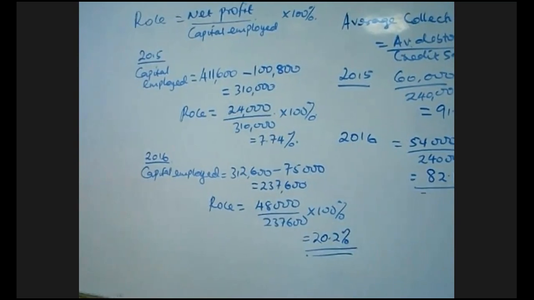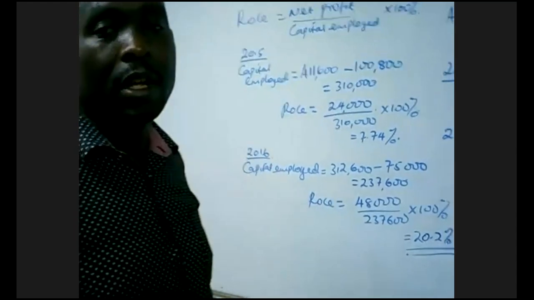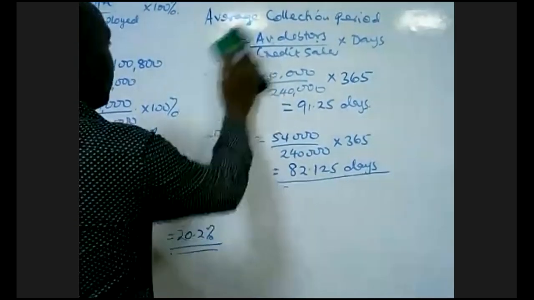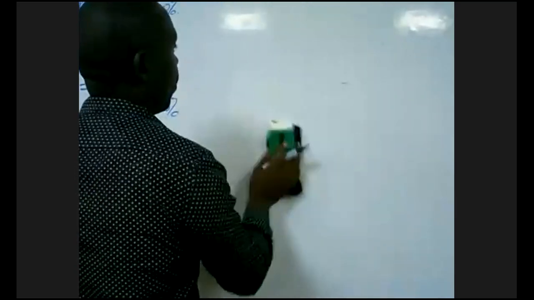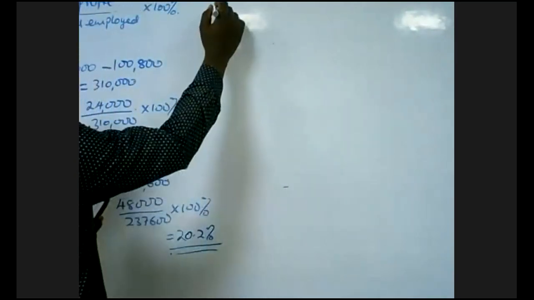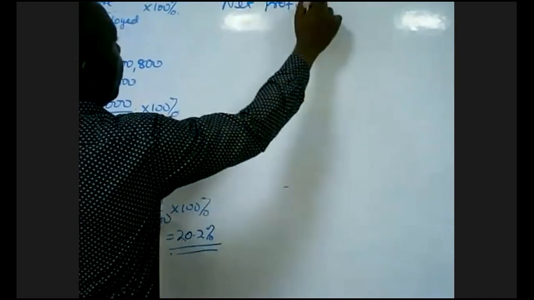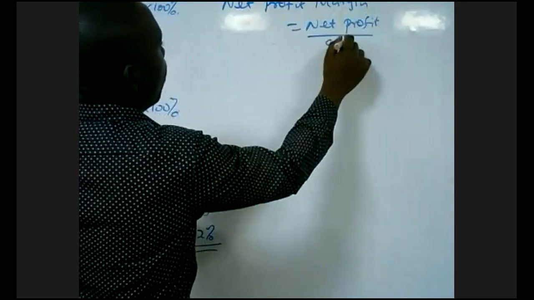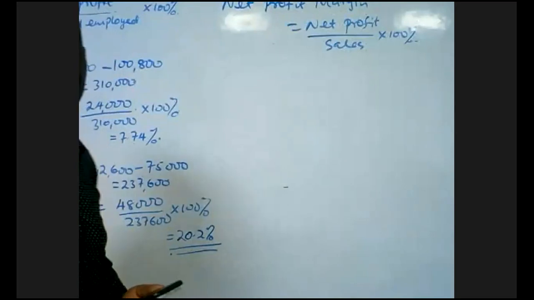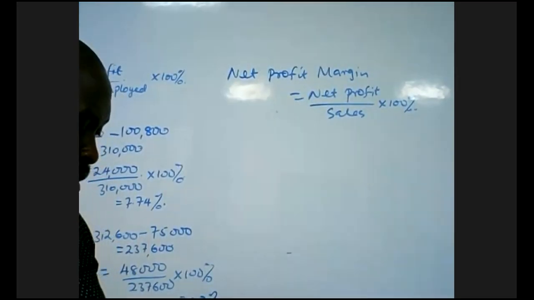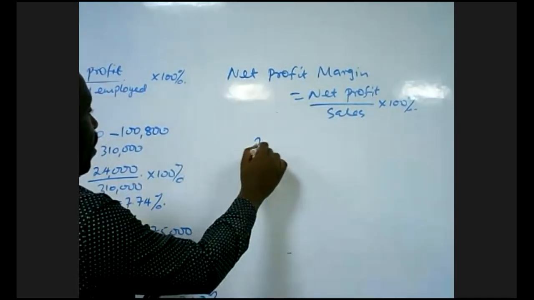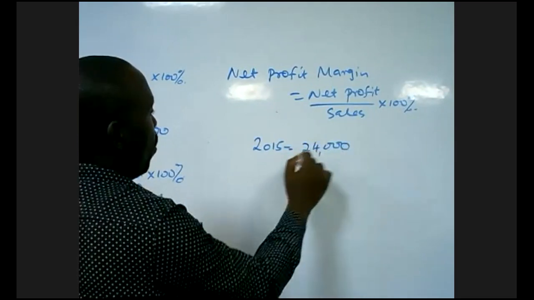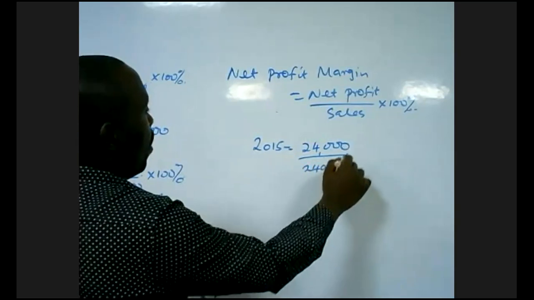Lastly is the net profit margin. The net profit margin is simply the net profit divided by sales. Net profit over sales, times 100%. So it is very simple. For this year, 2015, you take the net profit that was realized, 24,000, divided by the sales for that year, 240,000, times 100%.